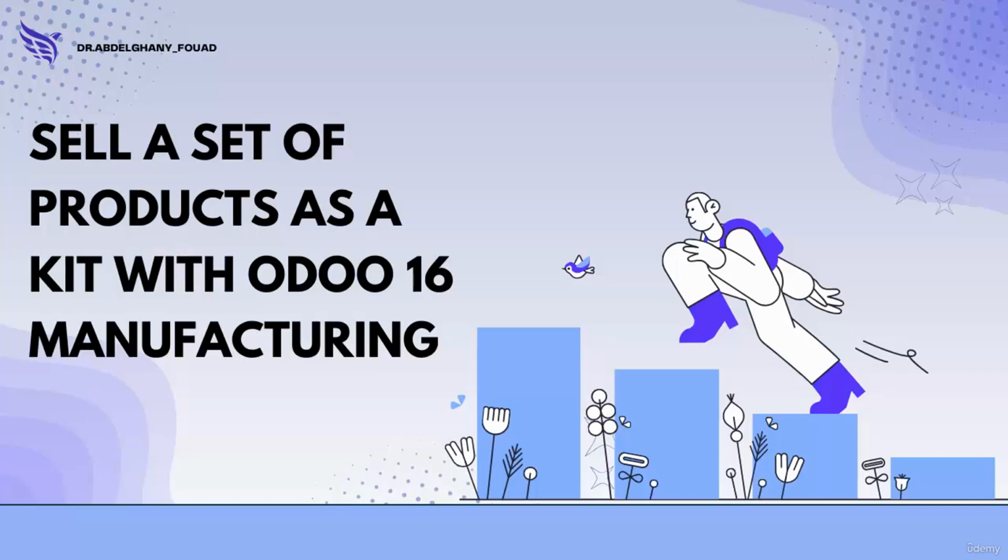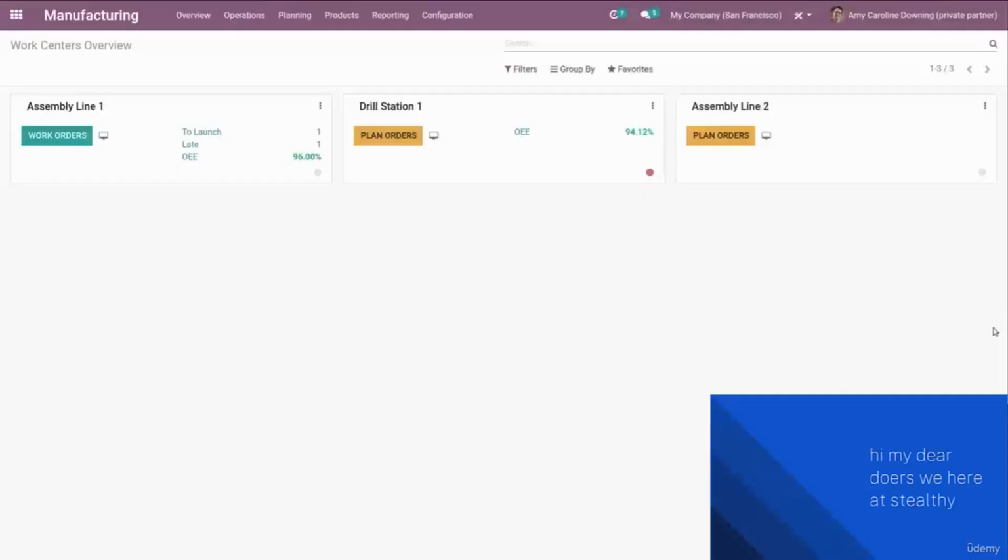Hi, my dear doers. We here at Stealthy Wood recently found a way to save time and money when selling and manufacturing, to avoid having to assemble all of our goods. We decided to sell some of them as kits.